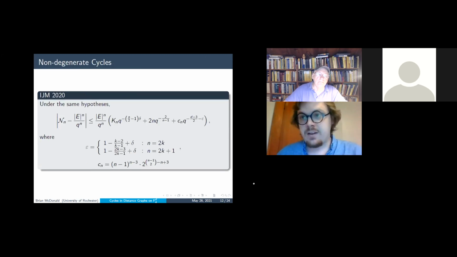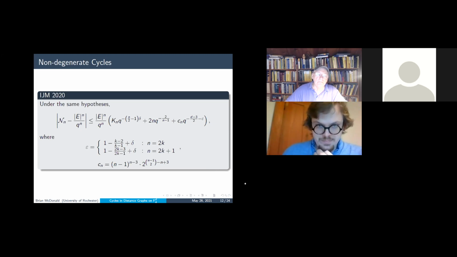If we're specifying non-degenerate cycles, we have a very similar looking result. Under the same hypotheses, meaning the same restriction on the size of E and n is still at least 4, we get the same main term, but with a slightly worse error term. You'll see that this first part of the error term is actually the error term from the previous slide. The way this works out is, in order to count the non-degenerate cycles, we're going to count all the cycles, including possibly the degenerate ones, and then we're also going to find an upper bound for the number of degenerate cycles. That upper bound is where these terms come from.